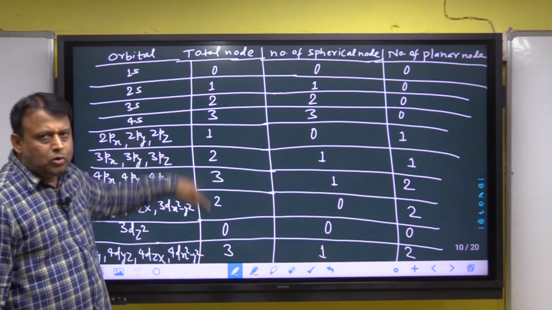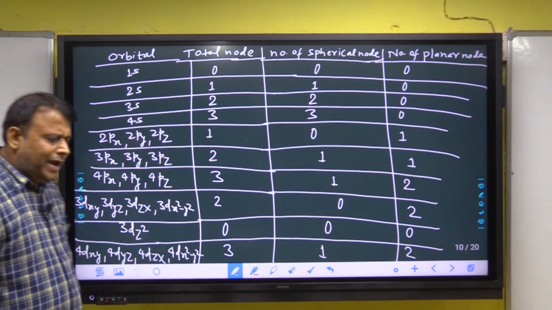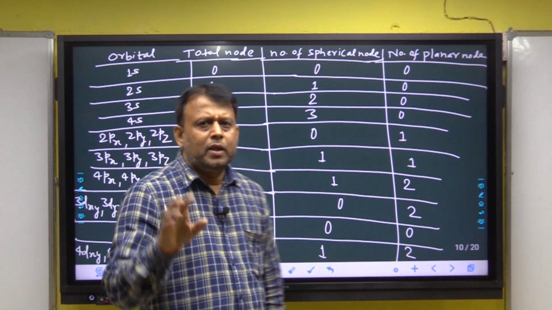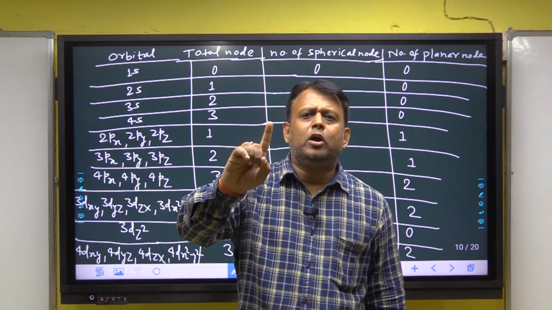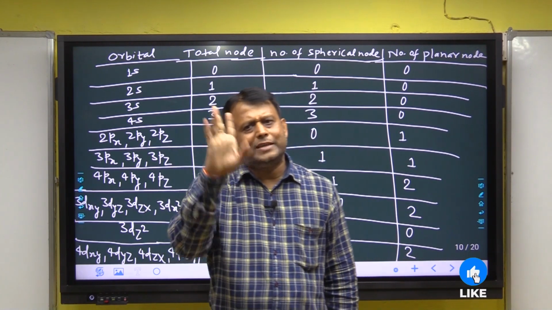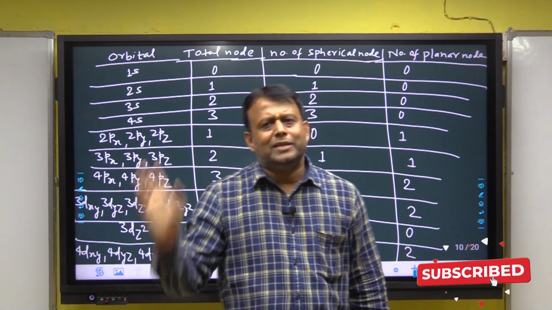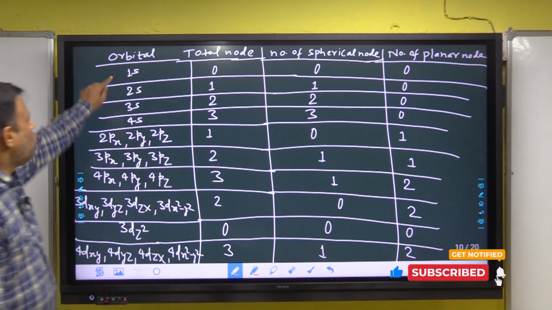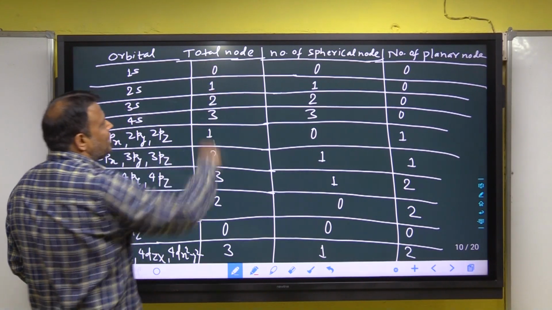Orbital formula: total nodes is n minus 1, split into radial and planar. Always keep in mind, s has no planar node, any p orbital has 1 planar node, any d orbital has 2 planar nodes except dz square. And the formula for radial nodes is n minus L minus 1. Look at both. For the 1s orbital, total node is n minus 1.